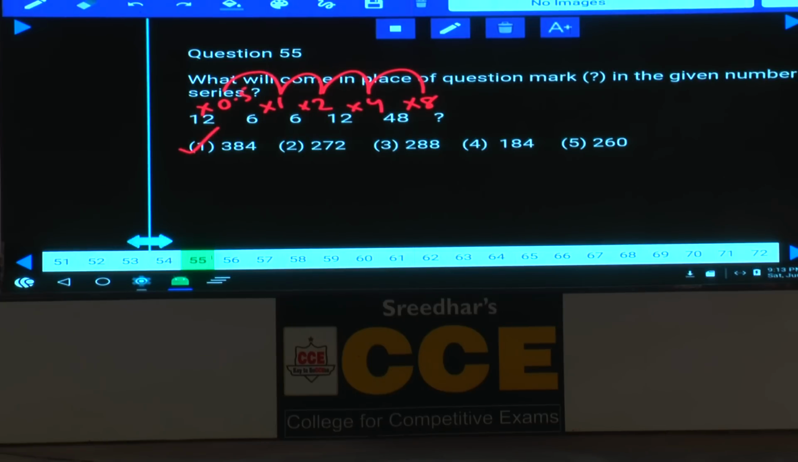51 to 55 and 66 to 100. Yes, any doubts in these questions here?